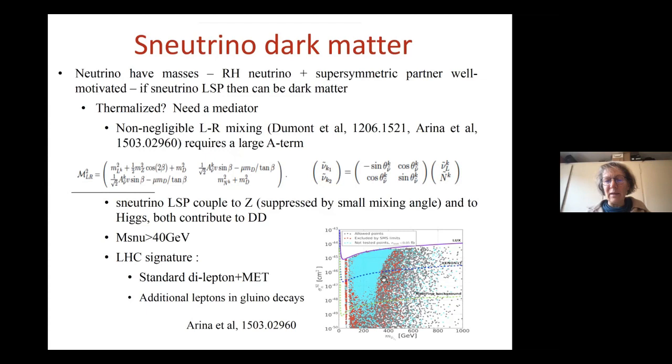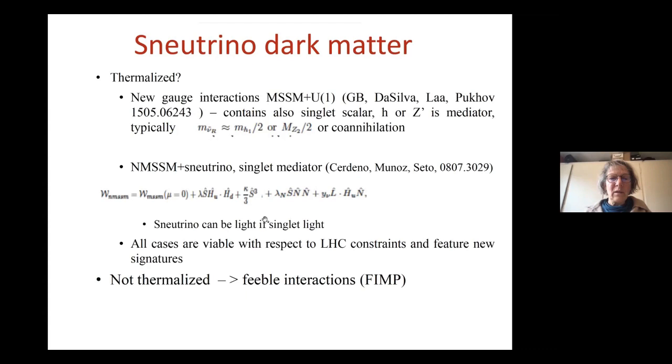There are other ways to do this without getting into details. You can have, for example, new gauge interactions. So some years ago, we worked on a model where you had the MSSM with an extra U(1) symmetry, as well as this sneutrino dark matter.